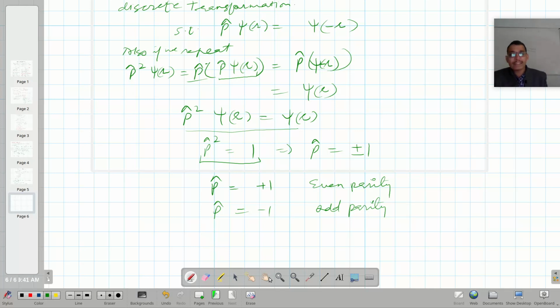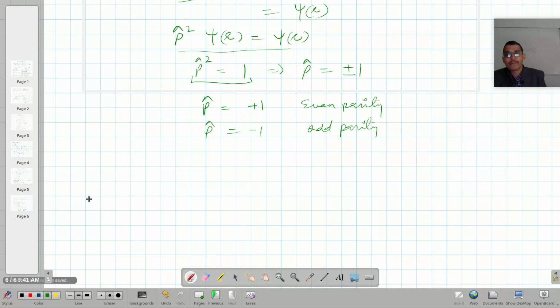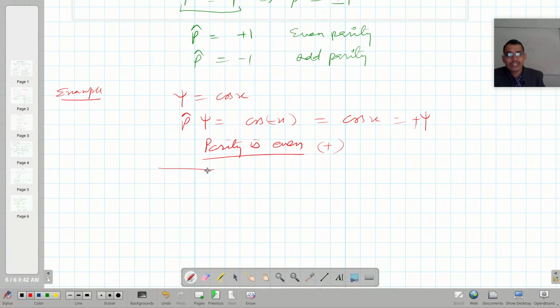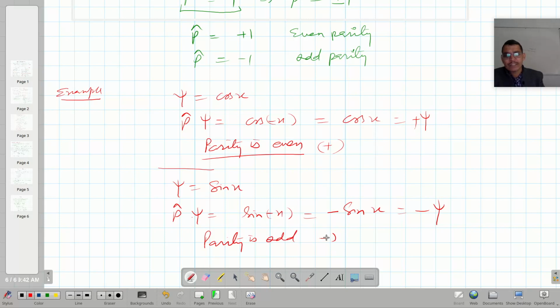Right? So let us understand it by taking an example. Say psi is equal to cos x. Then when the parity operator operates over psi, it gives us cos of minus x. But cos of minus x is simply cos x, meaning it is simply psi. So here parity is even, that is plus. But if on the other hand I take another example, psi equal to sin x, then when we operate on sin x, it gives us sin of minus x, which is basically minus sin x, that means minus psi. What does it mean? That means parity is odd, right?